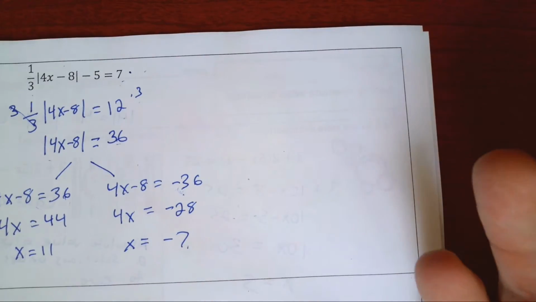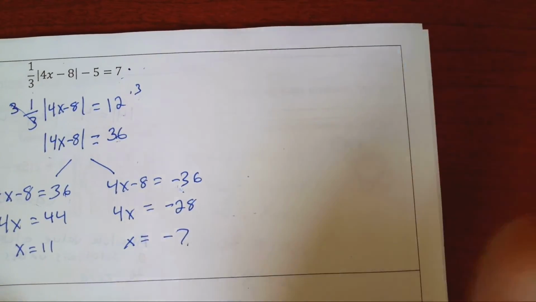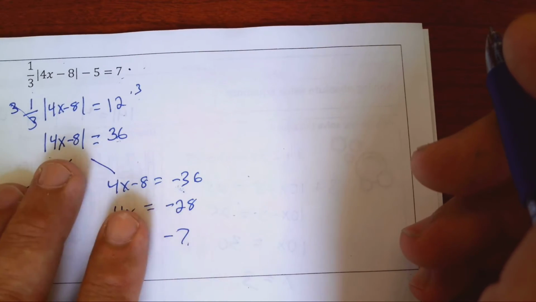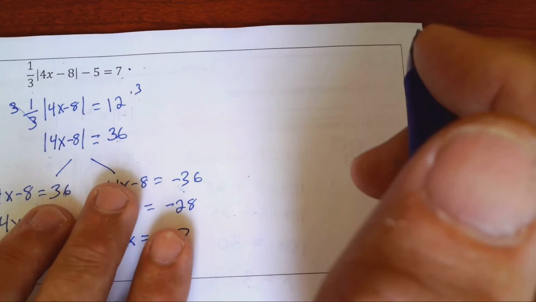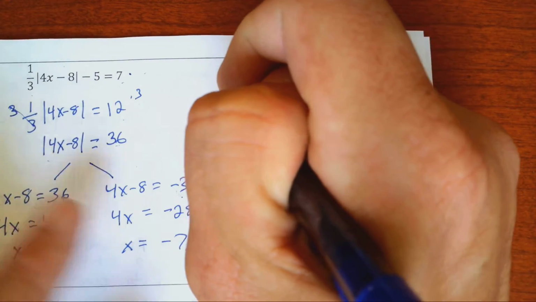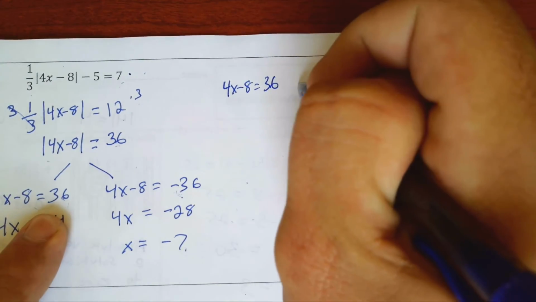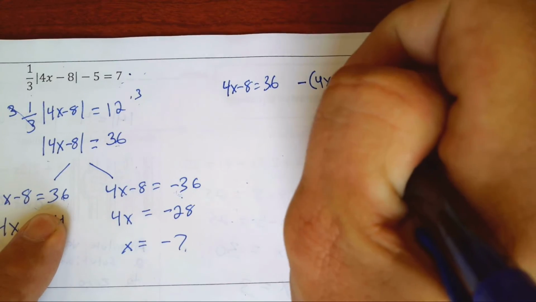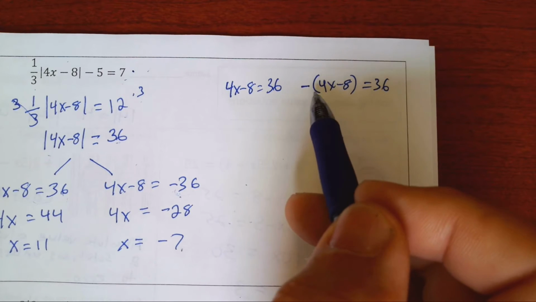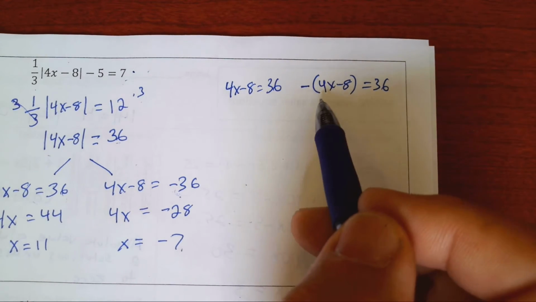Now, if you watch a video on this, or someone else tries to show you how to do it differently, there is a different way to do it. When you reach this point, you'd still split, but instead of making the 36 negative, another way you could do it is take 4x minus 8 and set it equal to 36, and then take negative 4x minus 8 and set it equal to 36. It's no different, it's just starting with the negative on this side. I know that the only teacher I know for sure that teaches it this way is Mr.